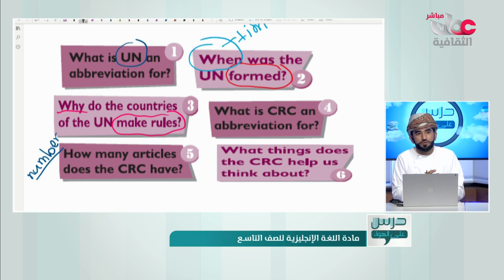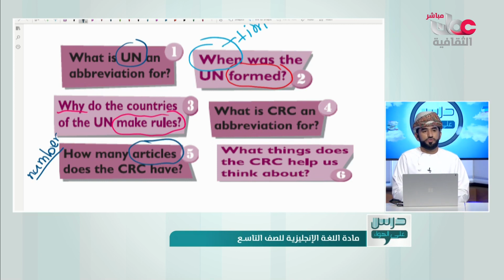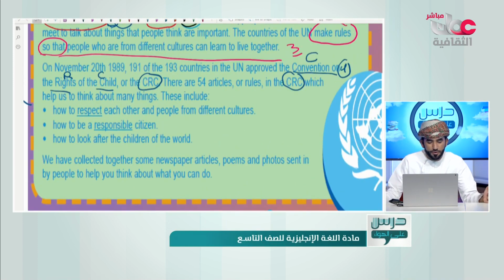How many articles does the CRC have? We're talking about what? Articles, exactly. So let's find out how many. We're talking about a specific number. How many articles? Let's go back. Okay, who can tell me?